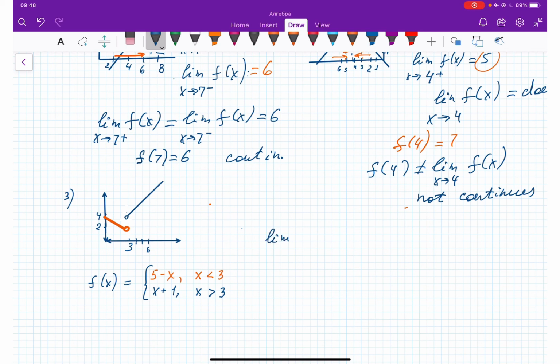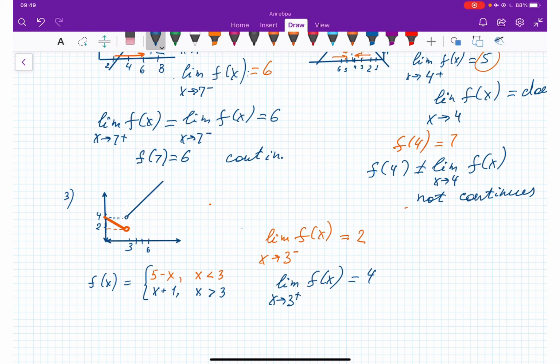So the limit of f of x, where x approaches 3 from the negative side. Let me color this limit so we will know what we are talking about. It's going to be equal to 2. Now, let's take care of the blue one. The limit of f of x as x approaches 3 from the positive side is equal to 4.